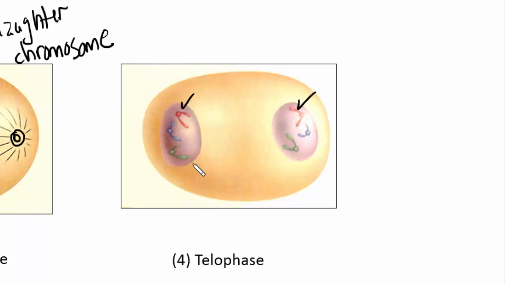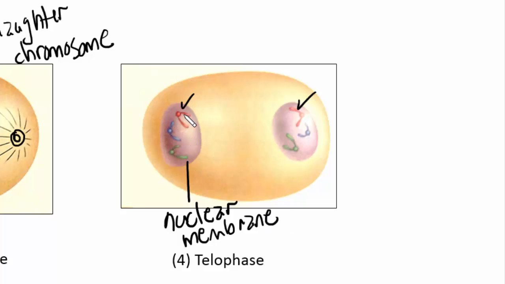And now we can see that a nuclear membrane is reforming around each group of chromosomes. So let's label nuclear membrane. The nuclear membrane is reforming here around each group of chromosomes. The spindle fibers have disappeared or are in the process of disappearing. All right. The centrioles still exist, but they're not drawn here. They're not critical. They're not performing the role anymore. And we're just getting ready, because this is the last step of mitosis.